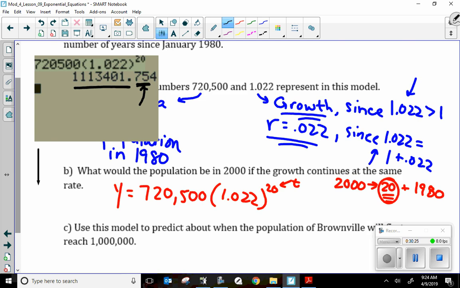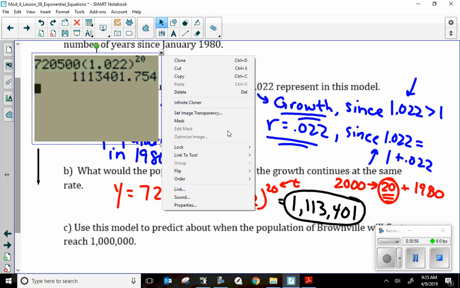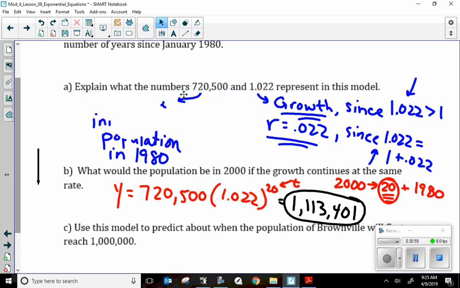So I would accept 1,113,401 is the population. Now, if your teacher just always expects you to round, you can put 402, and that's fine. I probably would not take a point off for that. I would accept that. But in real life, it doesn't matter how pregnant you are. It matters when the child is born, when you are done with the pregnancy. Okay? And that's just some advice from your Uncle Frank.